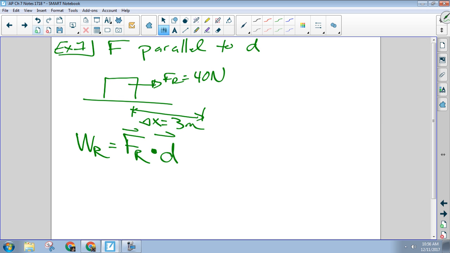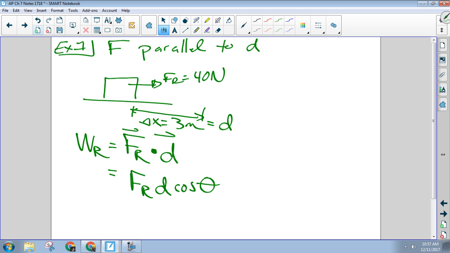Sorry, I realized I have mixed notation here. I've got displacement is delta x and displacement is d. So in this chapter, if we write d, that means displacement. Basically what this means is take the magnitude of Roy's force, multiply it by the magnitude of your displacement, and multiply that by the cosine of the angle between them.